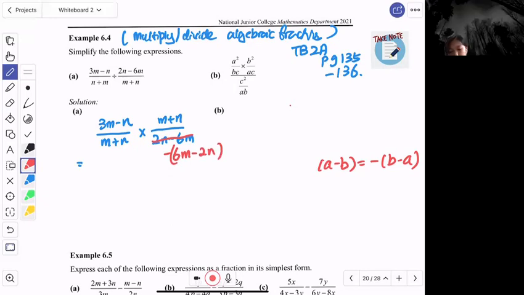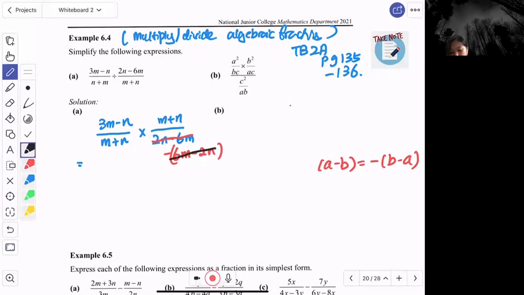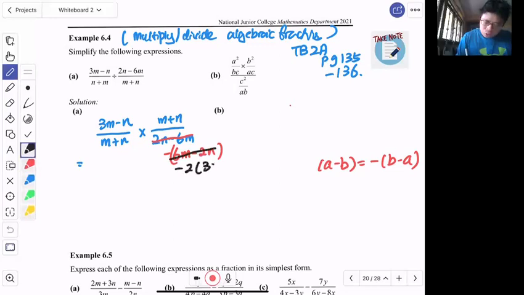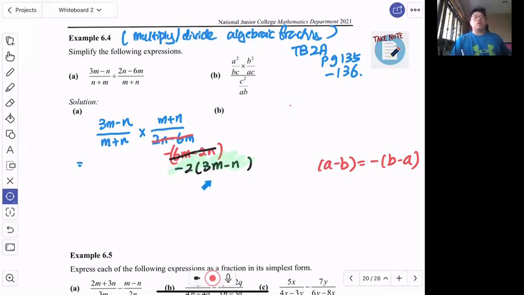At the same time, now I realize that these two have a common factor. Oh, got 2, right? Let's take out 2. So I take out 2, it's like minus 2 of (3m minus n). If you ask me, in my opinion, this is the most difficult part of this question. That's the most difficult step. Most people will really be troubled with this step and how to start.